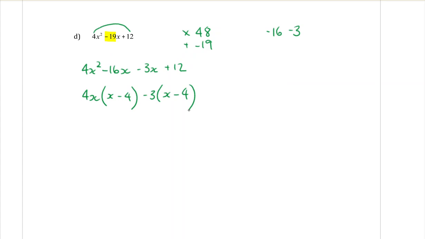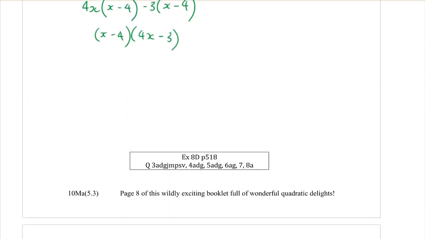My brackets are now the same, so I bring that out as a common factor. X take away 4 comes out the front. The things that are at the front of the bracket, the 4x and the minus 3, make a second bracket. 4x minus 3. And that's it. We're going to do lots and lots of that in HD.